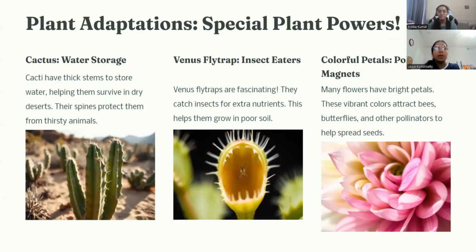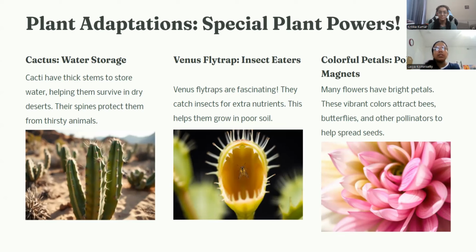Now we will talk about the plant's adaptations, special plants' powers. So you know cactus, they live in deserts. You might wonder, we were saying that plants need water for photosynthesis, right? How does cactus live in deserts where there's barely any water? Well, cacti have thick stems to store water, helping them survive in dry deserts. Their spines protect them from thirsty animals.